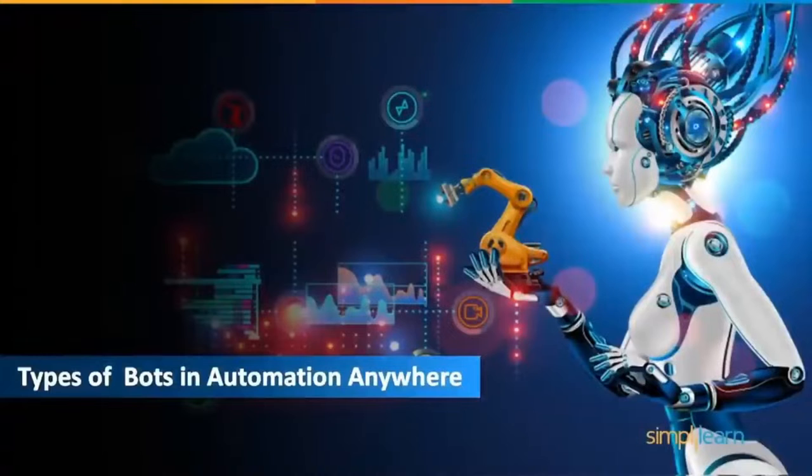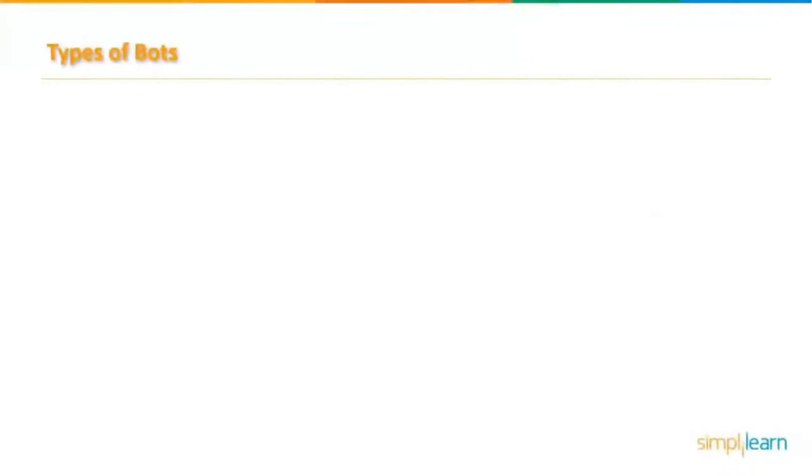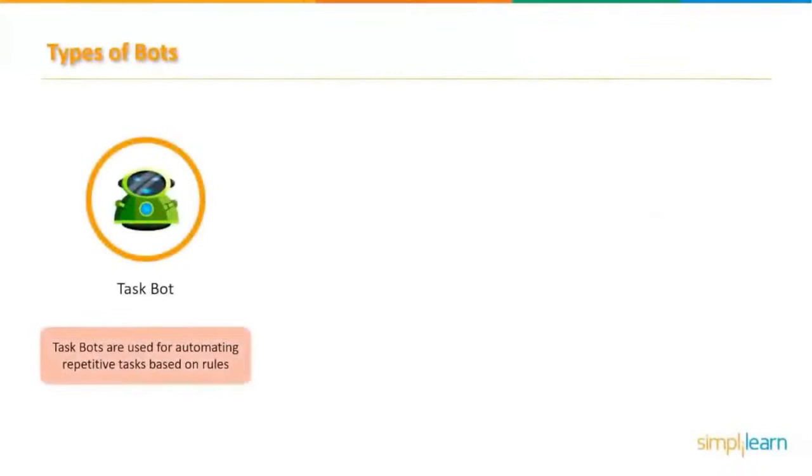Let's look at the types of bots in Automation Anywhere. Task bot. Task bots are used for automating repetitive tasks based on rules. These tasks are simple to create and can reliably complete multi-step procedures. Document administration, claims management, HR departments, IT, and other areas benefit from task bots. They increase production, reduce errors, and save money.